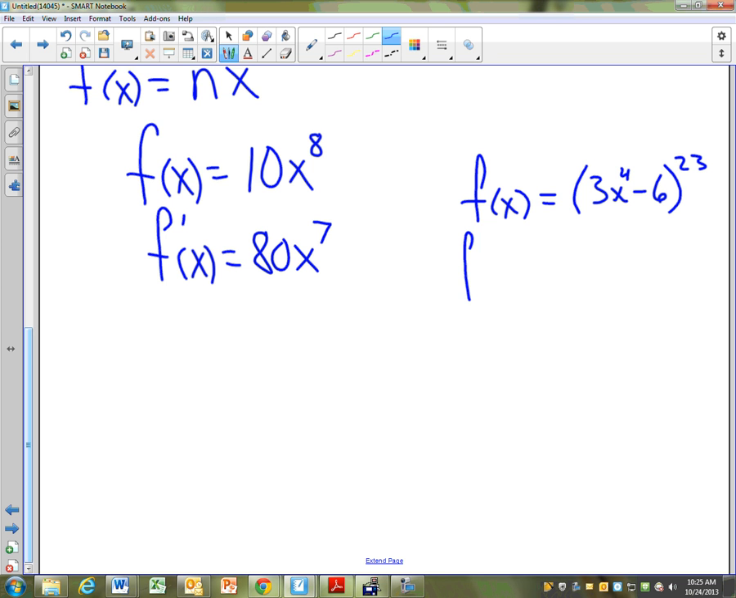Here's another one. What about this? Well, that's a function. You're going to reduce the power by 1 and multiply? No, you're not going to. What about how about this one?